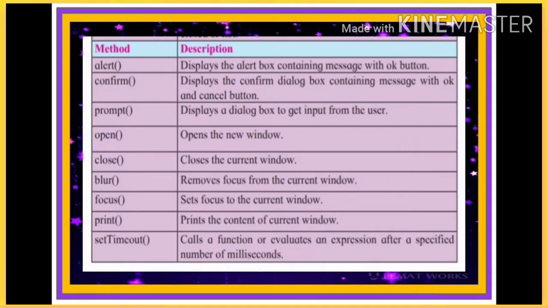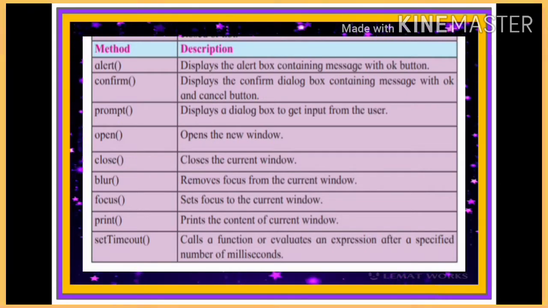Let's see the methods of window object. First method is alert method. Alert method displays the alert box containing message with OK button. Next function is confirm function, which displays the confirm dialog box containing message with OK and cancel button. Third method is prompt, which displays a dialog box to get input from the user.